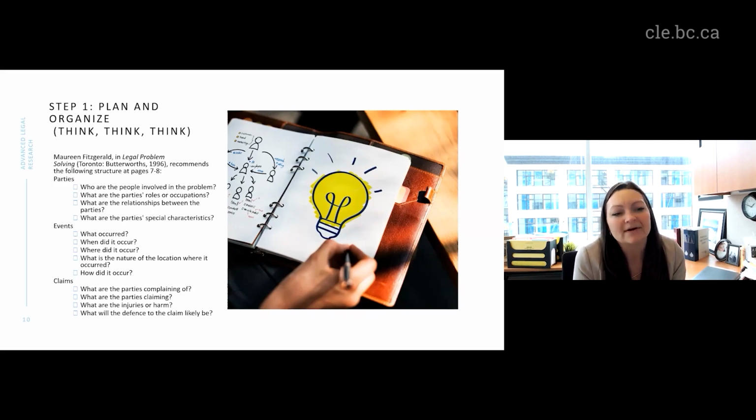You should think through your parties. Who are the people involved in the problem? What are the parties' roles or occupations? Maybe what's the relationship between them? Do they have any special characteristics we should think about? If we're thinking about events, what occurred, when, where, what's the nature of the location where it occurred, and how did it occur?